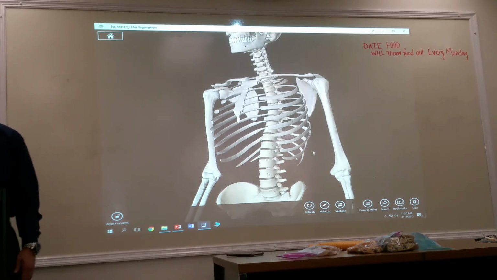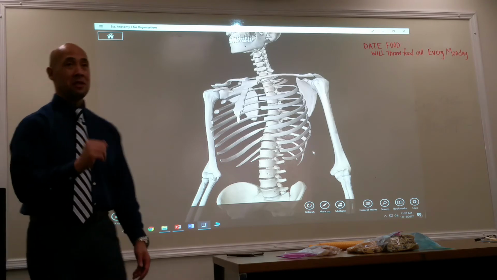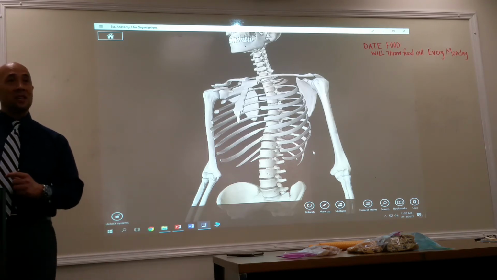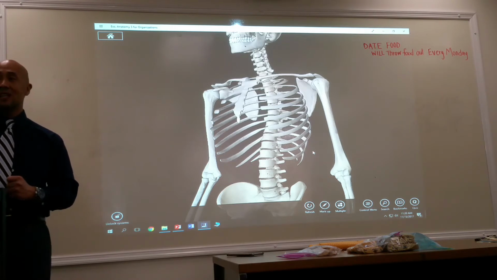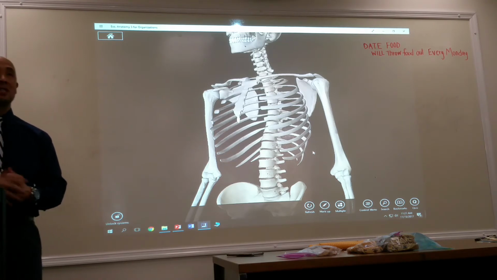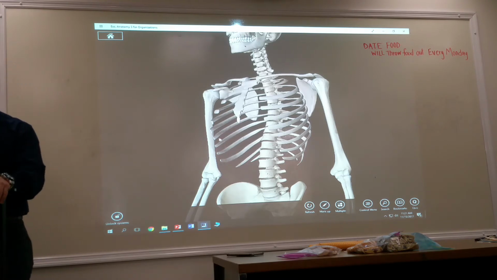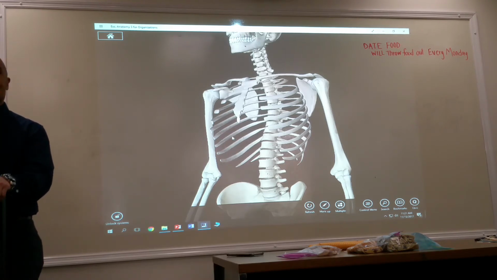Now, let's mirror this. This is an LAO, right? If this is an LAO, and I wanted to do a posterior oblique to look at the right side, which posterior oblique would that be? LPO. The side closest.